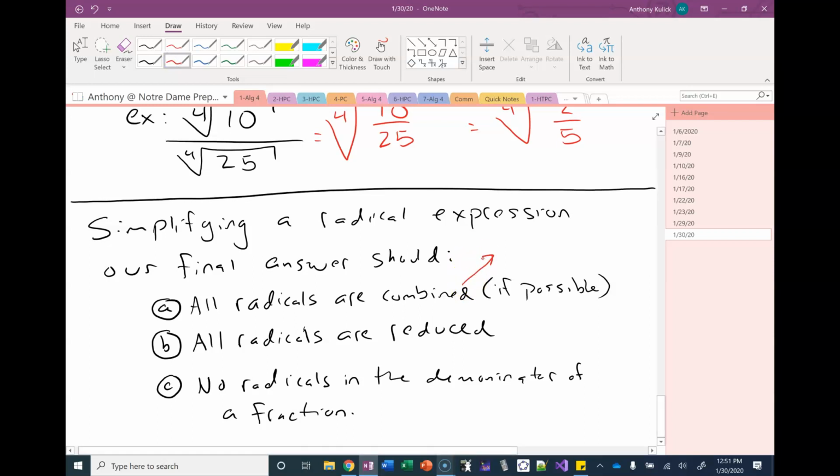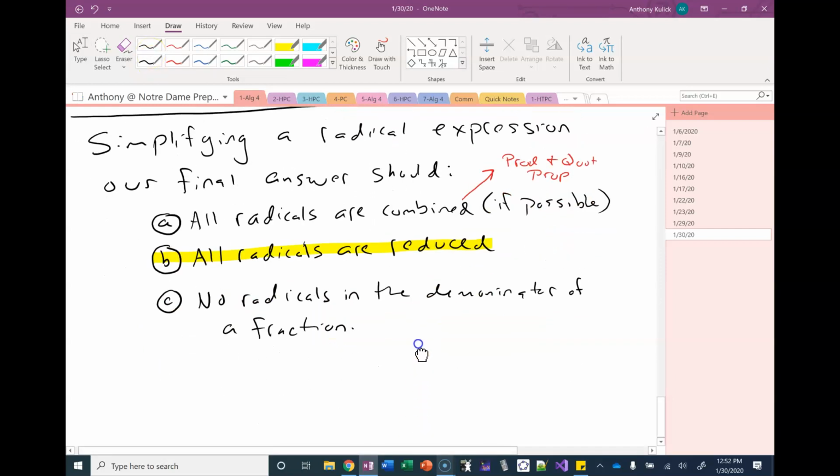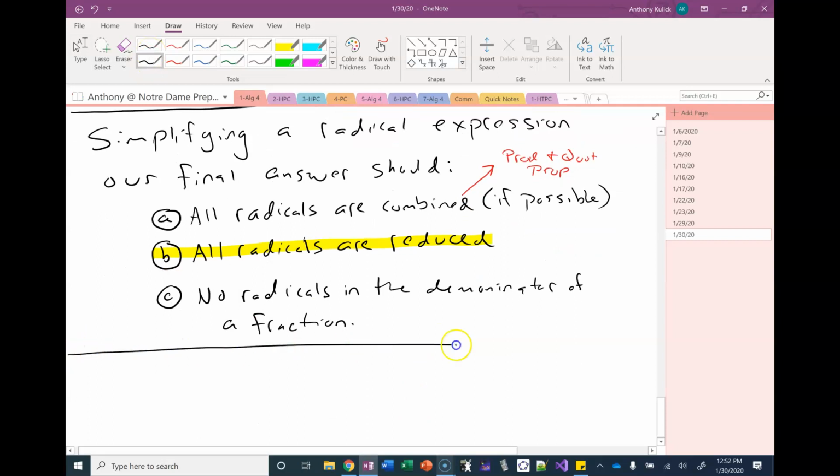So the tool that we're going to use to combine our radicals is going to be the product and quotient properties. But these other two steps, we need to spend some time talking about them. Specifically, I would like to start with talking about how we reduce a radical.